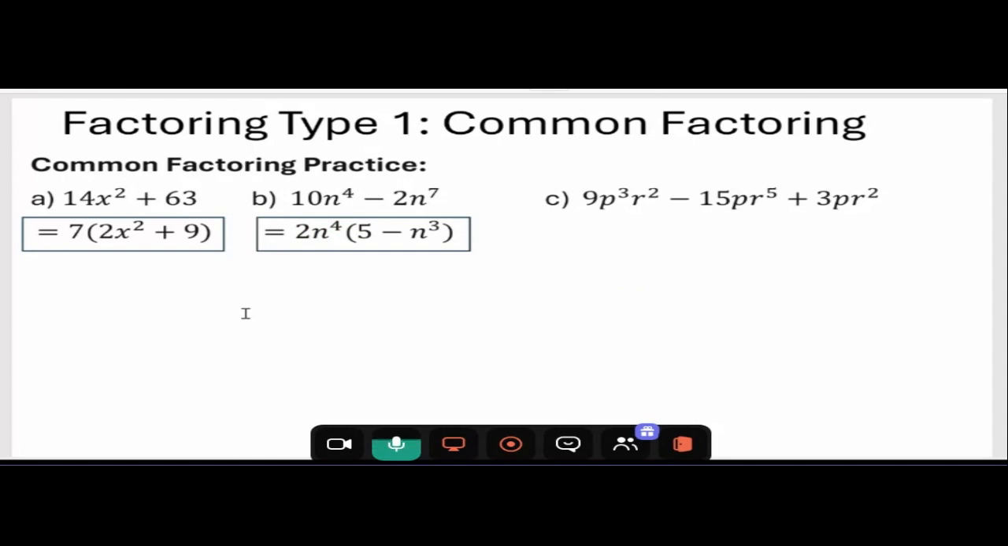And I want you to notice here that if you're ever thinking, oh, I'm not sure if I did that right, you can always just expand this bracket, your answer, and make sure it matches the original question. 2n to the 4th times 5 is 10n to the 4th. Oh, good, that's right. 2n to the 4th times negative n cubed, that's negative 2n to the 4 plus 3 is 7. Yes, it works, right? So one nice thing about factoring is it's easy to check your answers. You just expand the bracket.